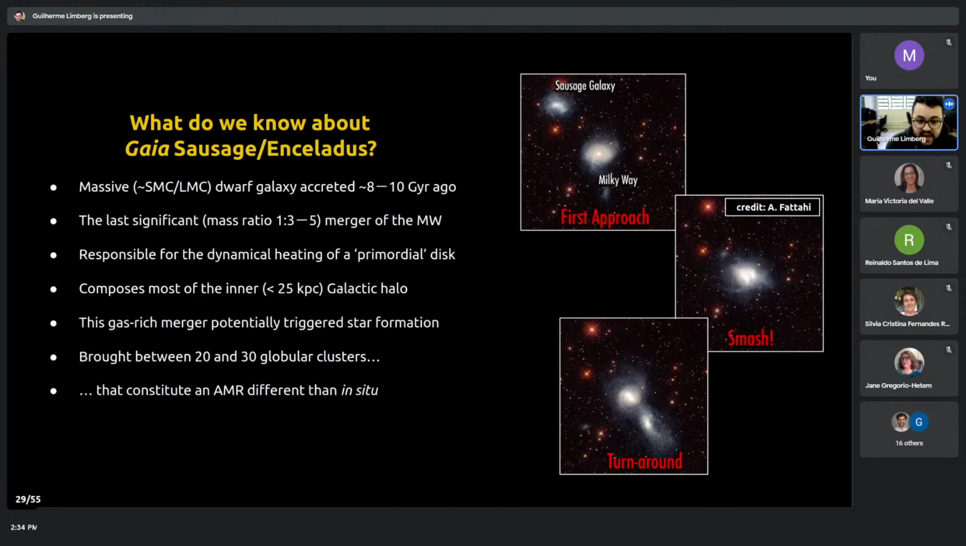It also brought with this dwarf galaxy between 20 and 30 globular clusters that now constitute part of the globular cluster system of our galaxy. And when we segregate these globular clusters from the rest of the Milky Way, we can see that they follow an age-metallicity relation very different from the globular clusters that were born in the Milky Way itself. What else do we know about this galaxy?